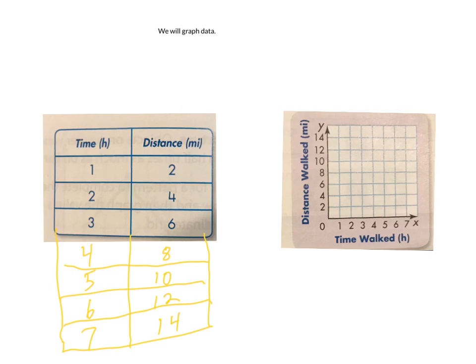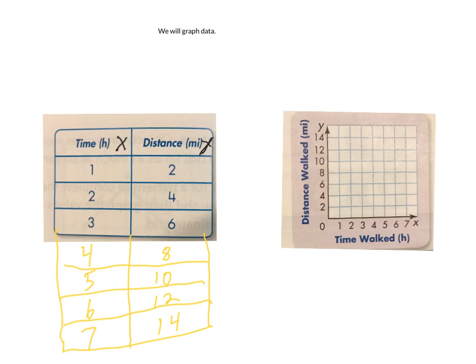If you notice, our x-axis here is the time walked, so the hours, and our y-axis is the distance walked. So I'm going to mark that right on our graph here. So this is our x-axis, this is our y-axis. Now let's complete the graph.